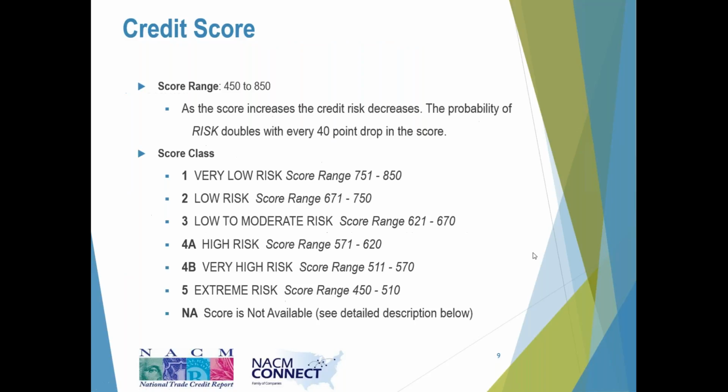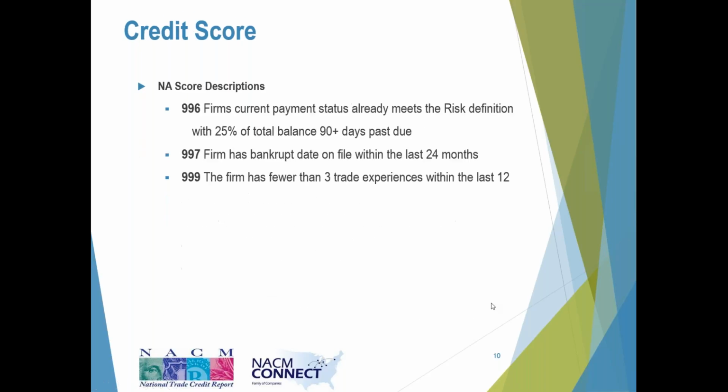Okay. Here we go a little bit further into the score, the range. For the classes, it shows 1 is very low risk, where the 5 is extreme risk. And here it shows where the range would fall for each of these different classes. And one thing to also keep in mind, there's an NA score. Let me show you what that basically means.